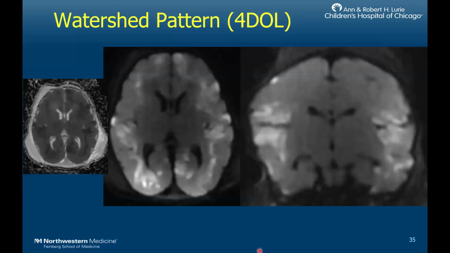Next, here's the watershed pattern that we're talking about. We're talking about that subcortical and the periventricular white matter involvement, on axial and coronal. So this was a term infant with placental abruption, and this was a very old case, but it's a day of life 4 status post cool cap, and this would belong in that mild to moderate partial prolonged asphyxia category.